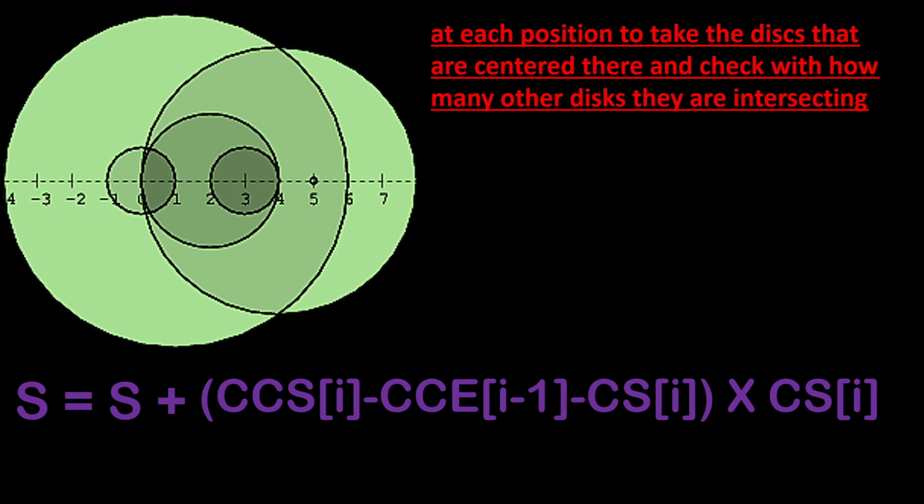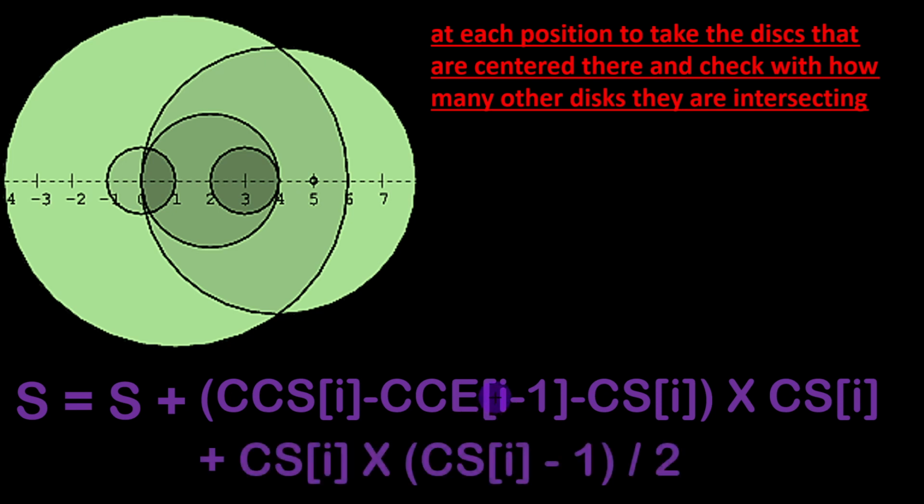Now, since we could have more than one disk centered at each position, and we have already removed those from our previous expression, and considering that these disks can be intersecting with each other, which wasn't taken into account in this previous expression, we have to add the number of their mutual intersections. So this is going to be CSI times CSI minus 1 over 2. If you are not familiar with this expression, it's something coming from combination mathematics. You might find it online or Google it. It's going to provide us the number of mutual intersections between the elements CSI centered at position I.